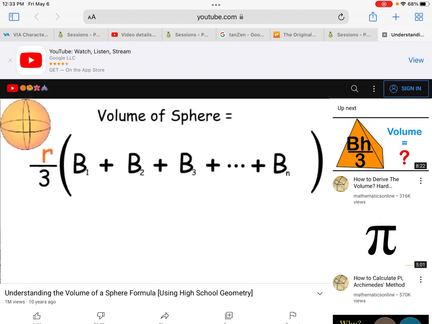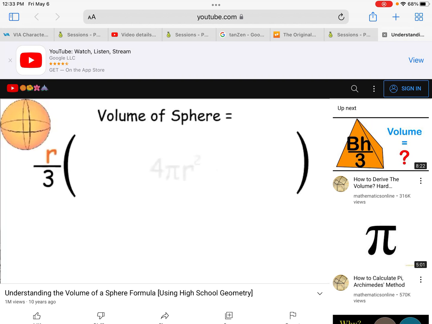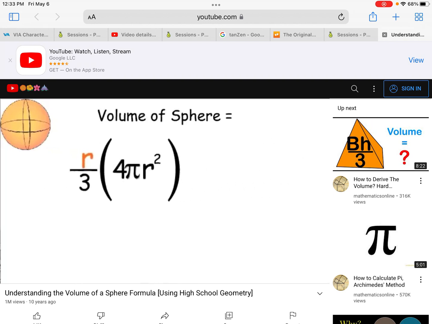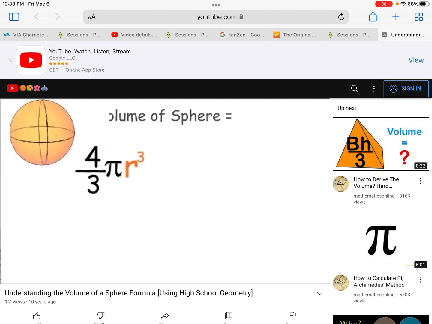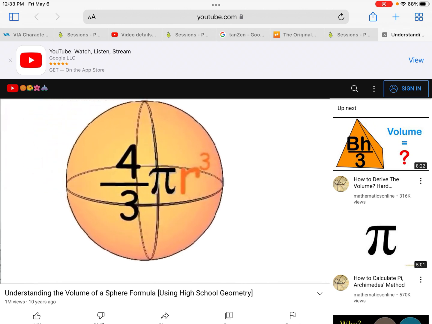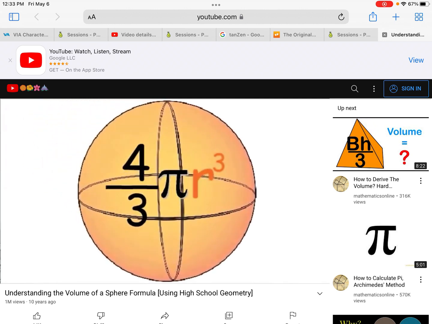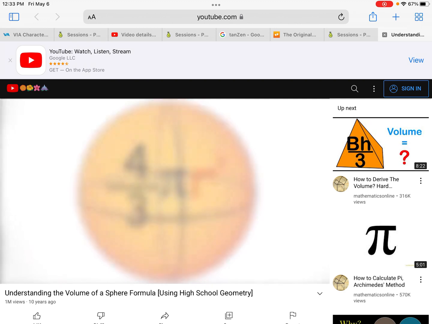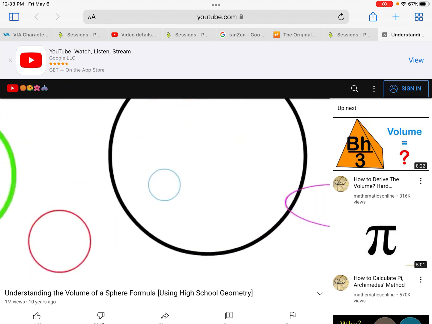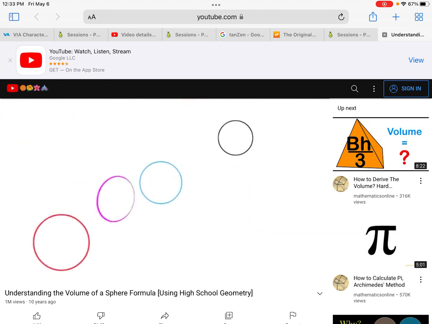So now let's go back to our simple formula and replace the sum of all bases with 4 pi r squared. Now we combine the r's together to get r cubed, and now we simply rearrange the equation to get 4 over 3 pi r cubed. So 4 over 3 pi r cubed gives you the volume of any sized sphere that exists.